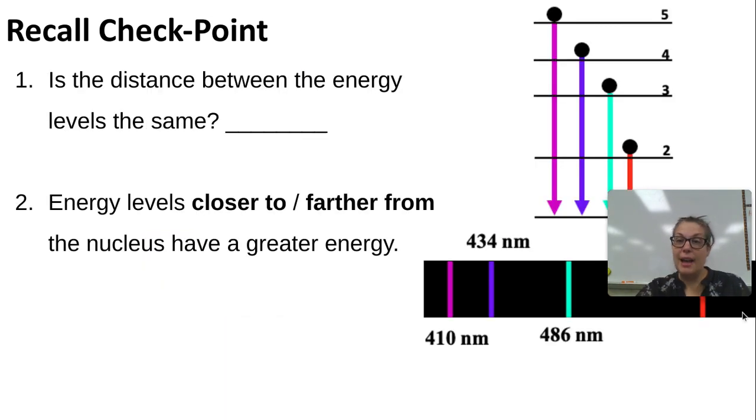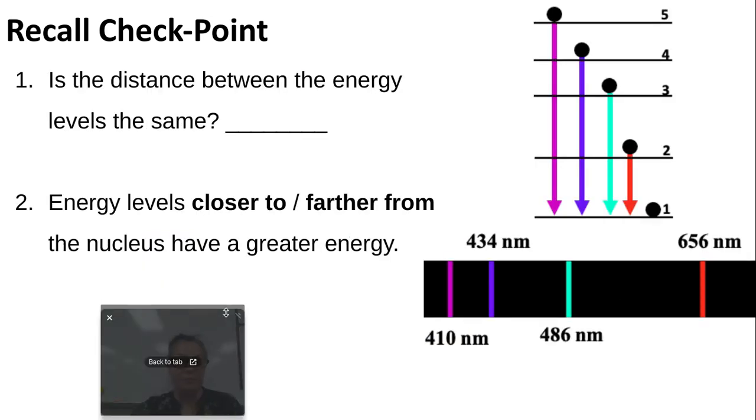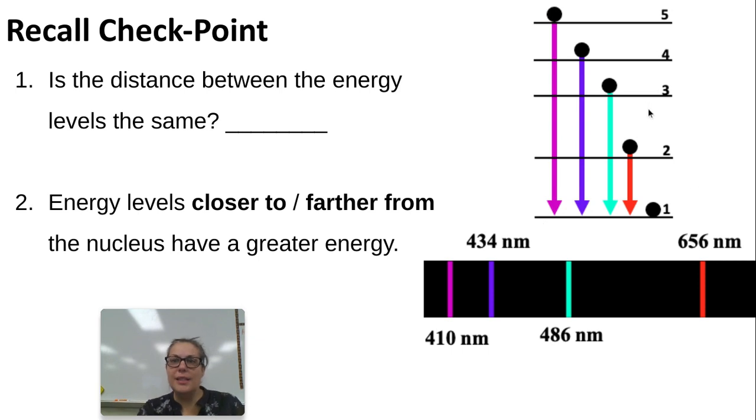So here we have this image. We can see that there are different energy levels. The electrons are falling the distances down to ground state, level 1, and the falls of the electrons is related to a specific color and wavelength. So go ahead and answer these 2 questions.